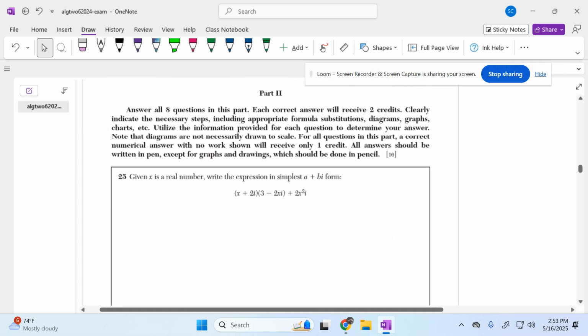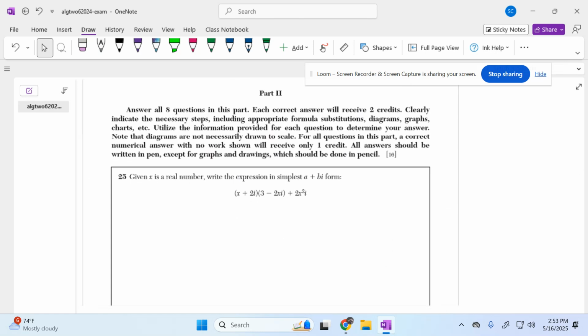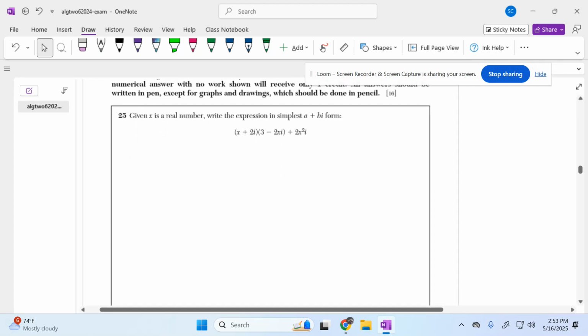In part 2, these are usually 1 or 2 step problems. They shouldn't require a ton of work. So we want to be careful we're not giving away points, checking rounding, making sure we're in the right notation, all of that fun stuff. So let's jump here into number 25.